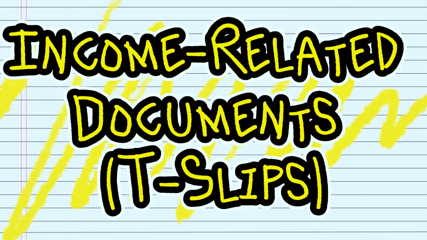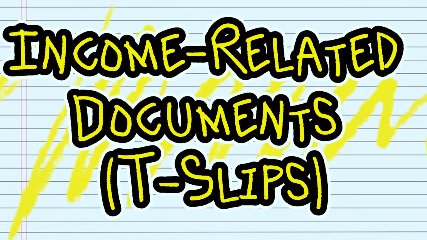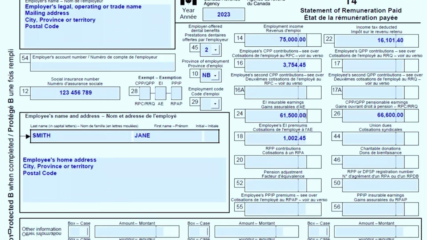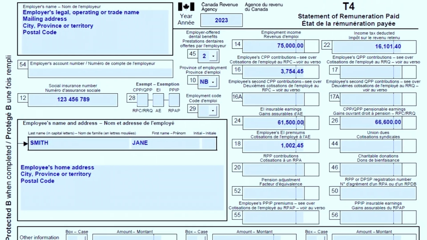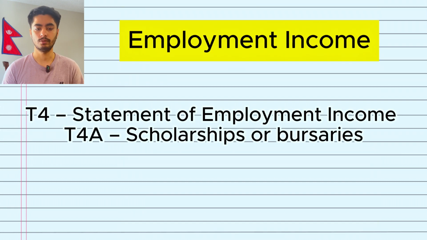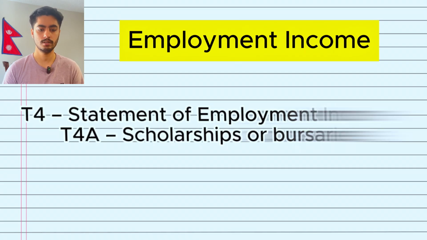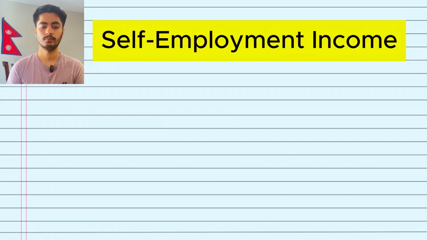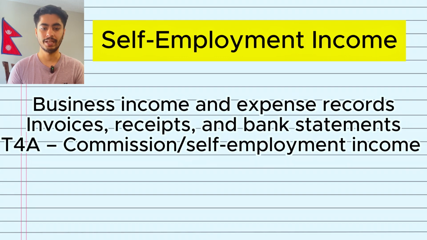Let's move to the income related documents that we need to submit, or T-slips. Your income is reported using T-slips issued by your employer, banks and other sources. If you have employment income, you must have a T4, that is a statement of employment income that you can get from your employer. T4A, if you are getting scholarships or bursaries from your university or college. If you have self-employment income, you need to provide business income and expense records, invoices, receipts and bank statements, and T4A, which is a commission or self-employment record form.